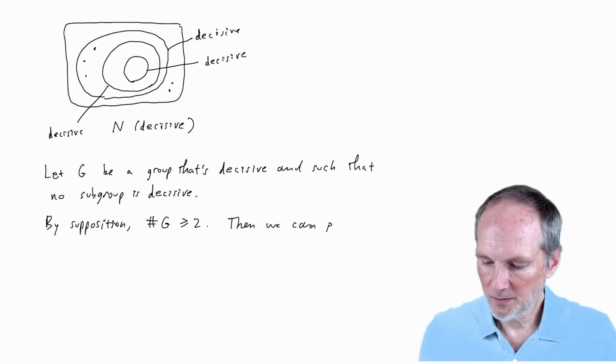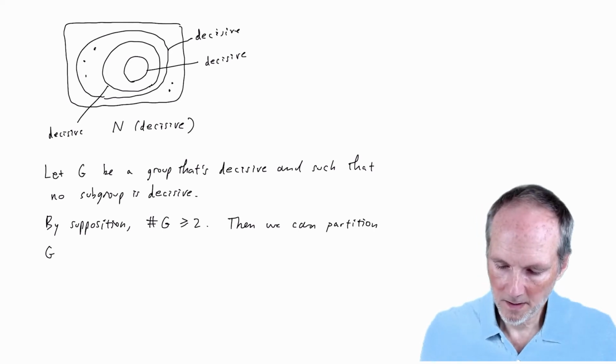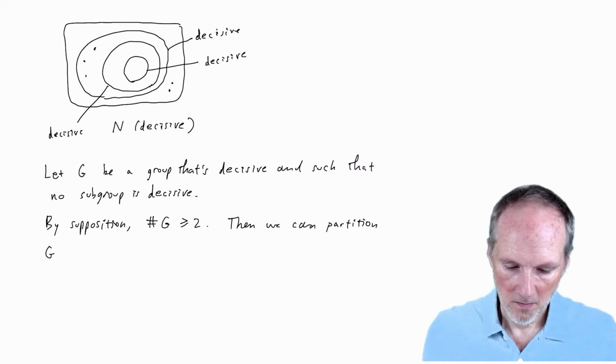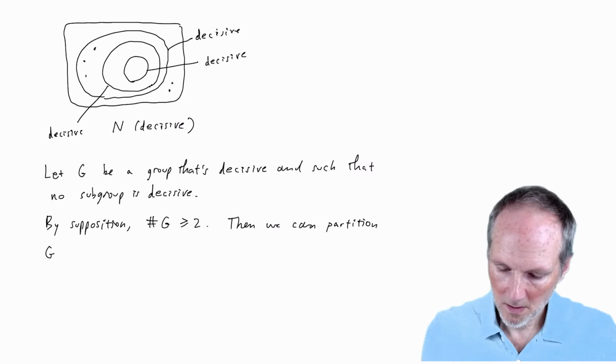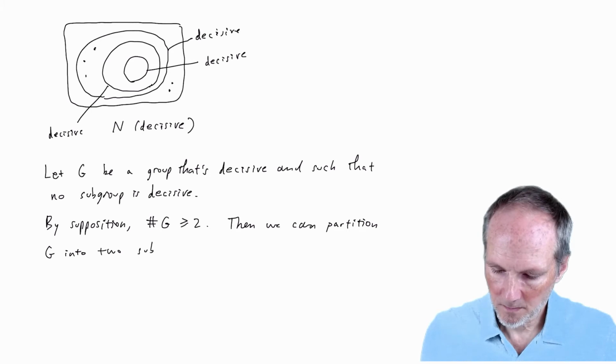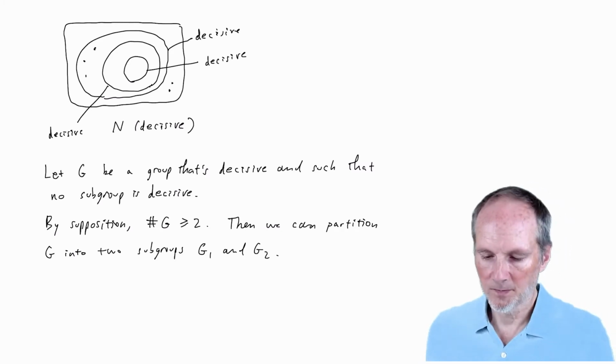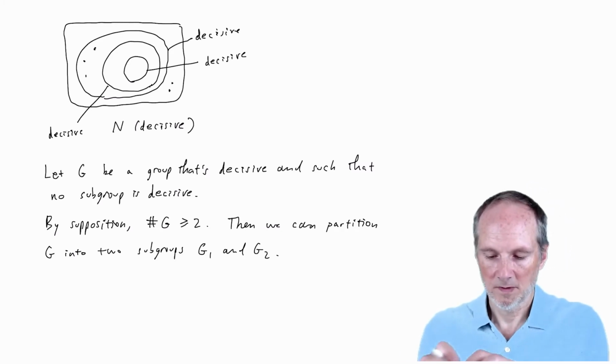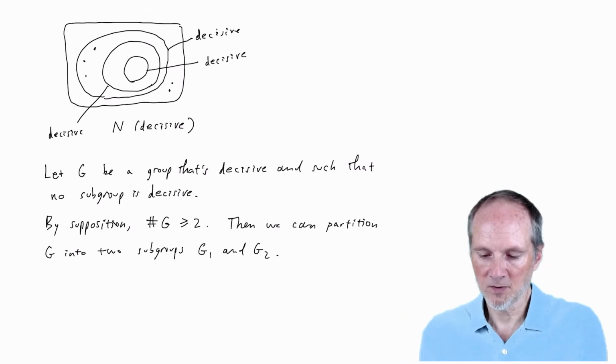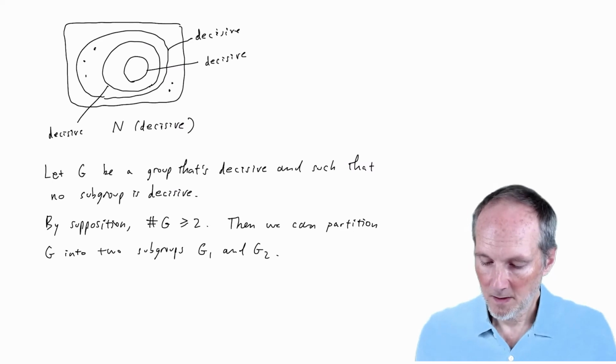we could partition or divide the group G into two subgroups. Let's say G1 and G2. Okay. We have this smallest decisive group. We're going to break it up into two subgroups. Okay.